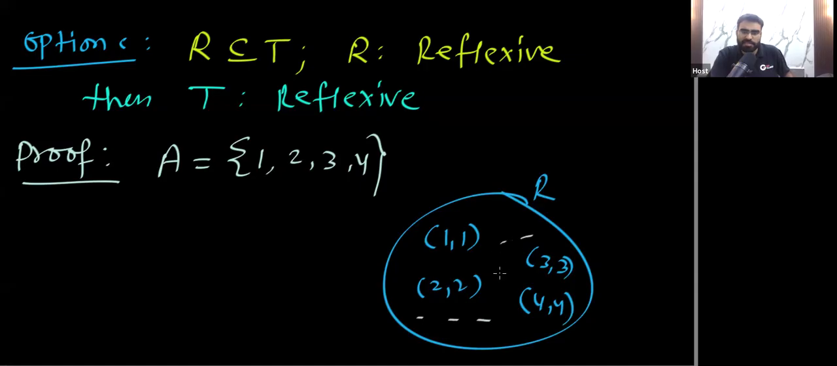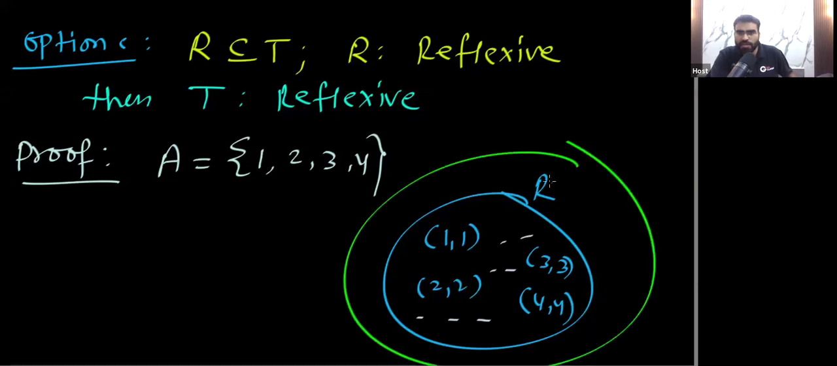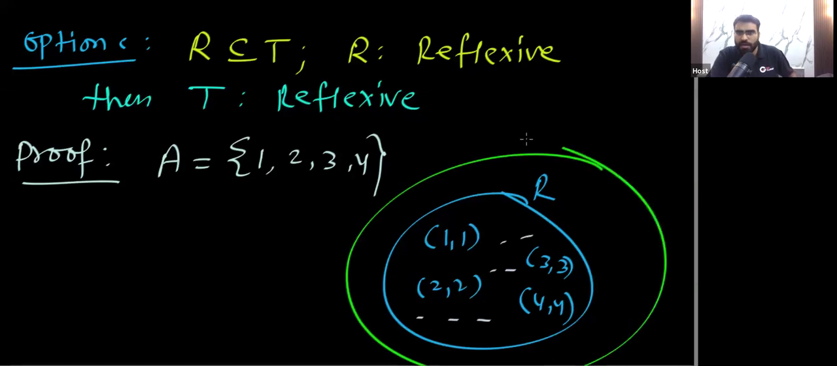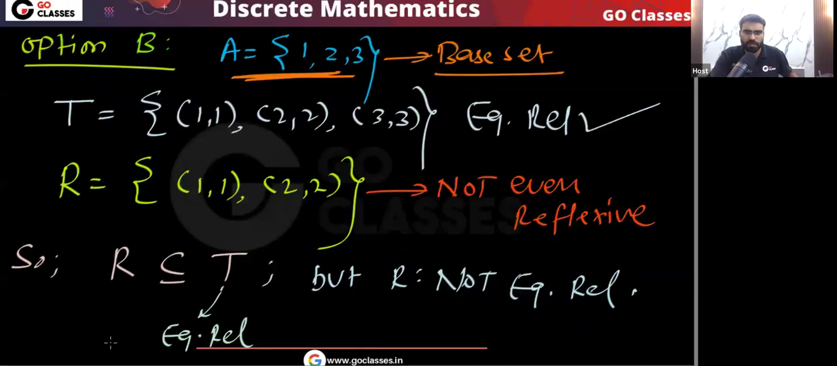R can have extra things. But if R is reflexive, then R will have all the reflexive pairs. Now R is a subset of T, T is a superset. So of course T is reflexive. Yes or no? Of course T is also reflexive. So that's it. This is the proof.